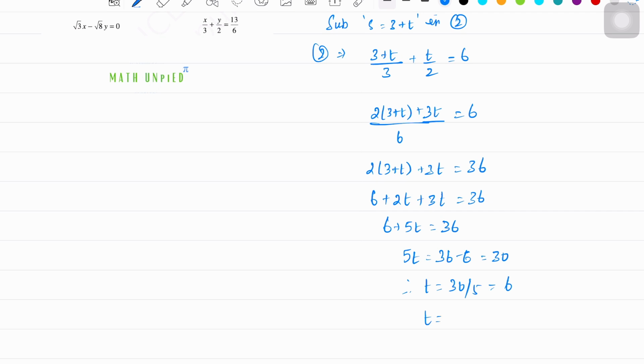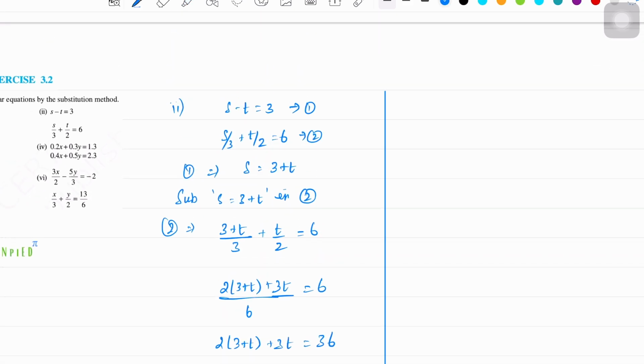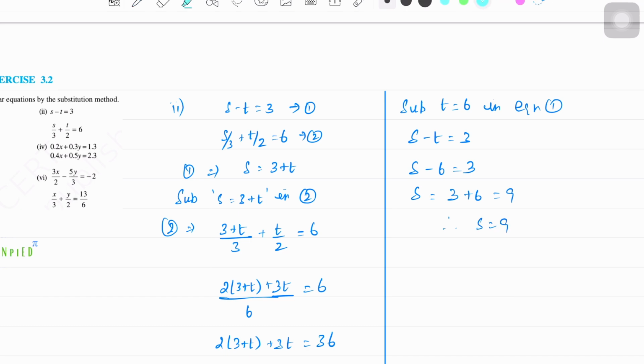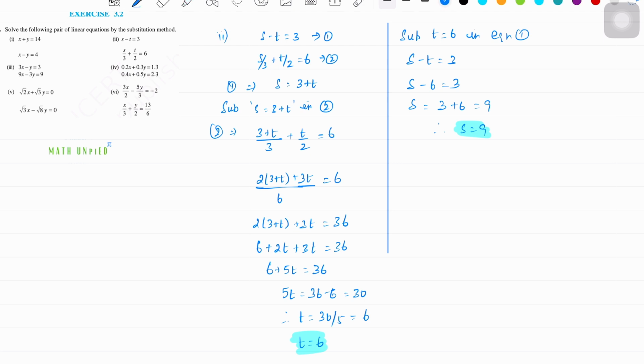So t equals 6 is one of the values. Now we can use t equal to 6 and find out the other value. So substituting t equals 6 in equation 1, what is that? This is s minus t equals 3. So s minus 6 equals 3, or s equals 3 plus 6, which is equal to 9. Therefore s equals 9. This is the second value. So we found out the values: t equals 6 and s equals 9.